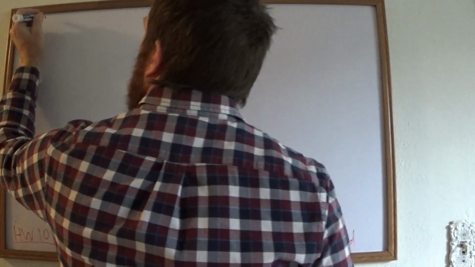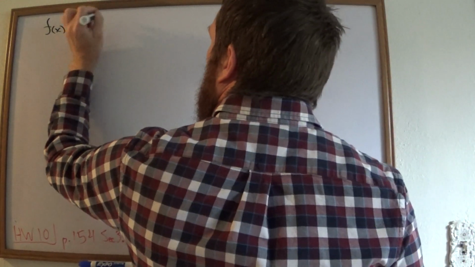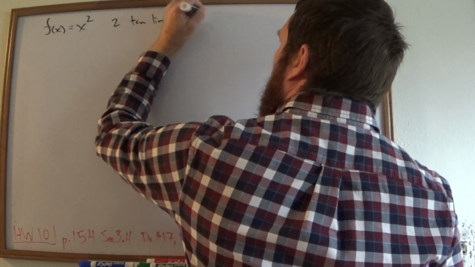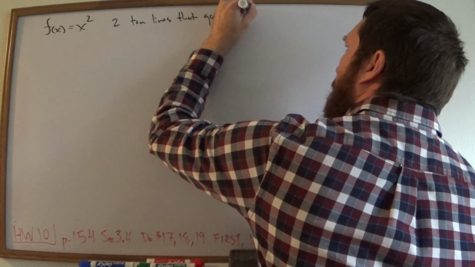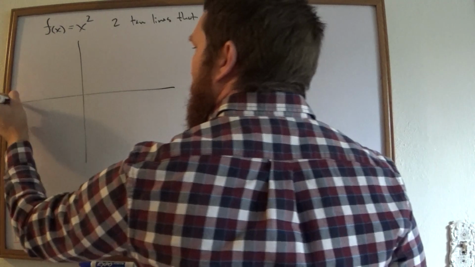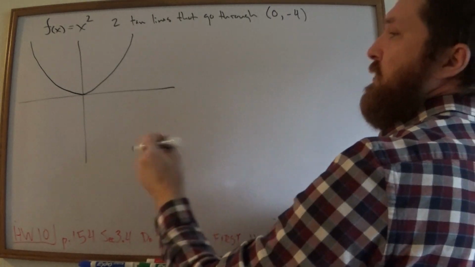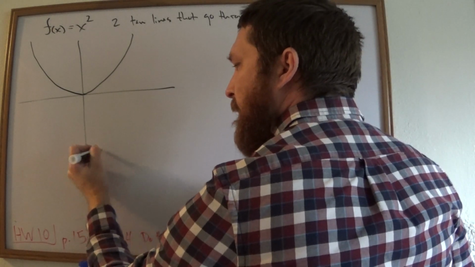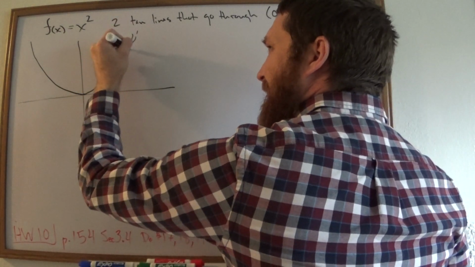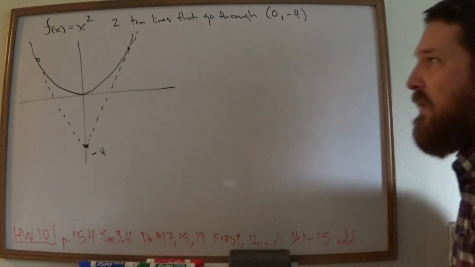So we want to show that there are two tangent lines to this function that go through 0, -4. Okay, so first off, let's just draw x squared. Now it's saying that there should be two tangent lines that go through this point right here. So one of them must look like this, and the other one must look like this. Right? So the question is, how do we do this?